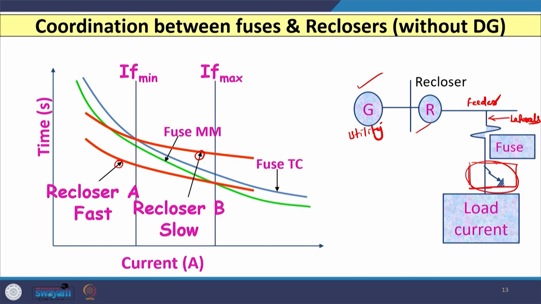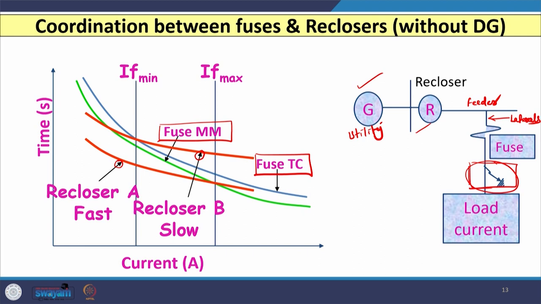Then the characteristic of fuse comes. You can see the characteristic of fuse I have denoted by green and blue color, where the green characteristic I have mentioned as fuse MM characteristic. So, it is fuse minimum melting characteristic, and the blue characteristic I have shown with the nomenclature fuse total clearing characteristic.